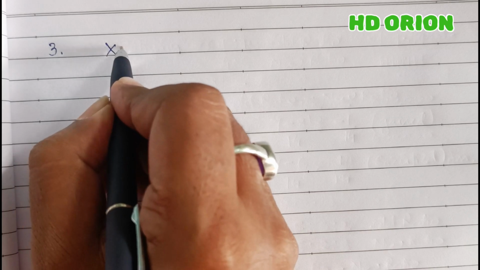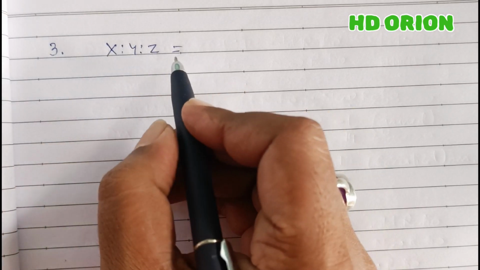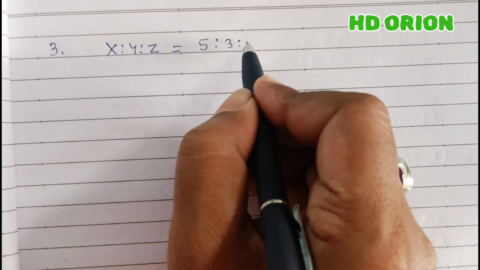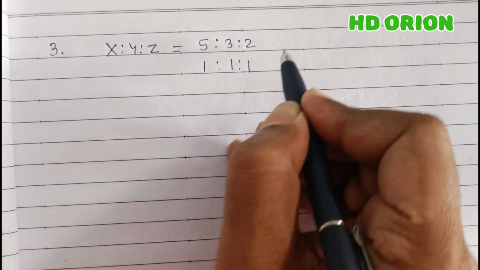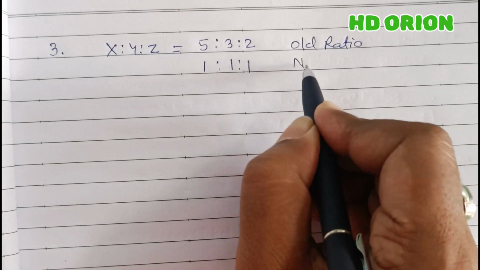Solution 3. There are 3 partners X, Y and Z and their earlier ratio is 5:3:2 and now their new ratio is 1:1:1. This is the old ratio and this is the new ratio.